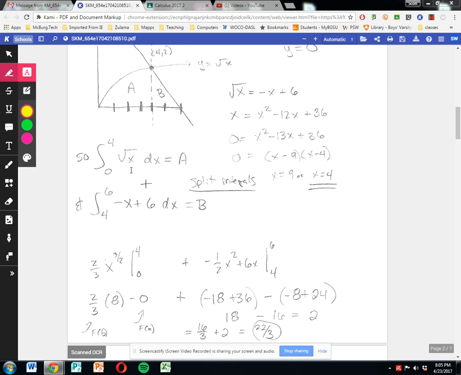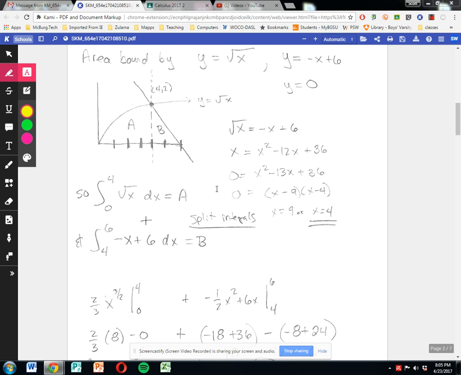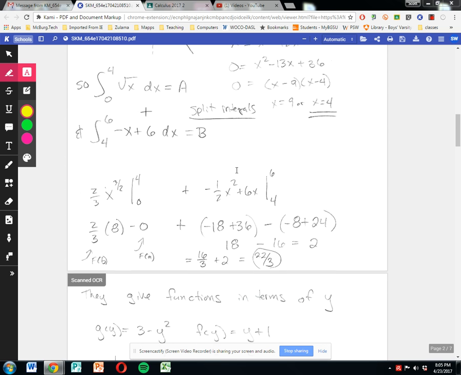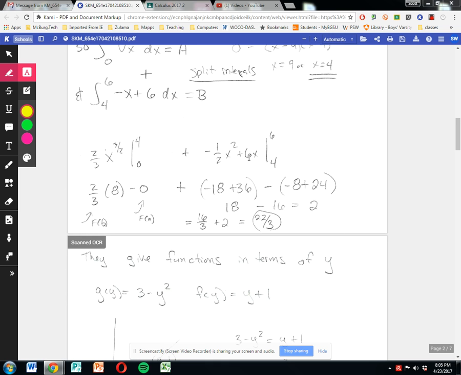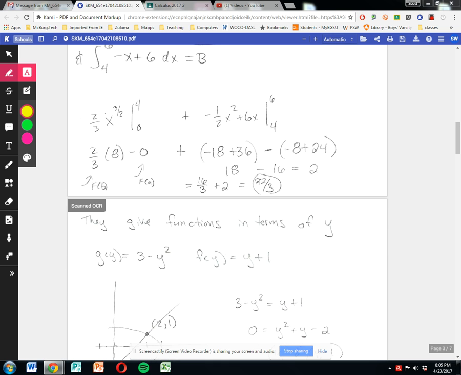Okay, so again, if I want to do some of the work, I set root x equal to negative x plus 6 to find the points of intersection. And when I did that, I wound up with (x minus 9) and (x minus 4). So x equals 9 and x equals 4. x equals 9 would be where they intersect down here somewhere. And since we're not looking at that bottom part of the graph, x equals 4 was the one I was going to use. And then we just split the integrals. We did the inverse power rule twice, and when we got done, we added the two areas together and came up with 22/3.